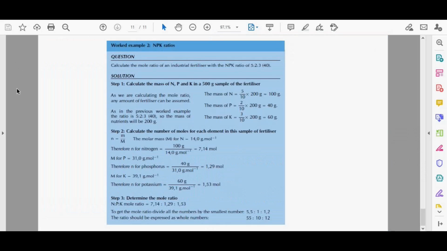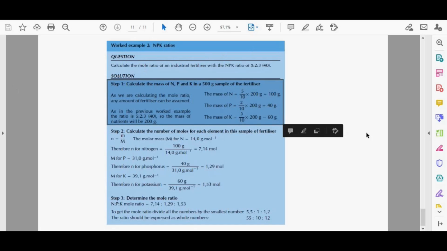This is example 2. Example 2 says calculate the mole ratio of an industrial fertilizer with the NPK ratio again of 5:2:3. Okay, and they've given us the percentage, which is obviously 40. So we've already completed step 1 in the previous question. The Siyavula textbook was so kind not to recreate it. So this should all be familiar because the previous worked example was the same amounts.